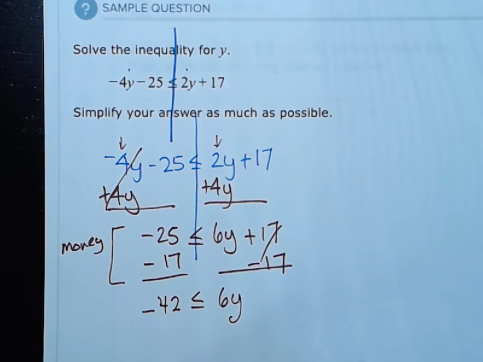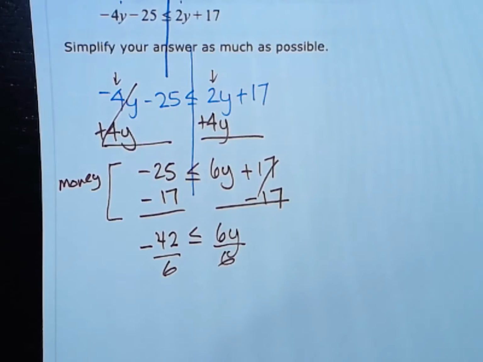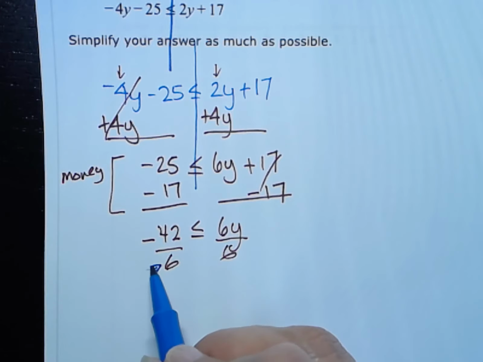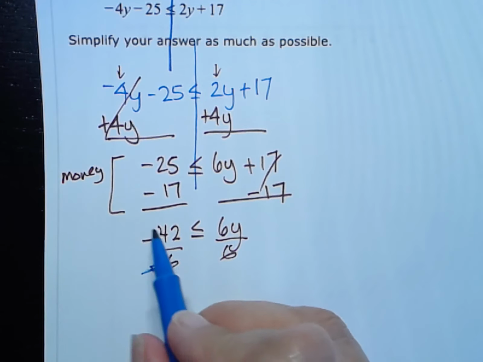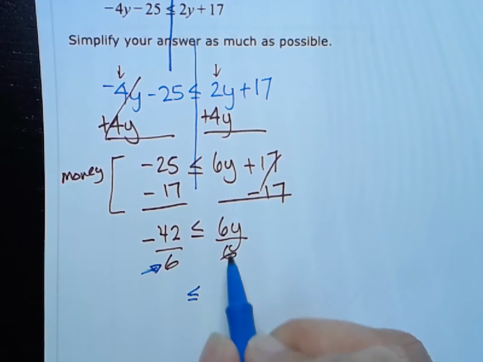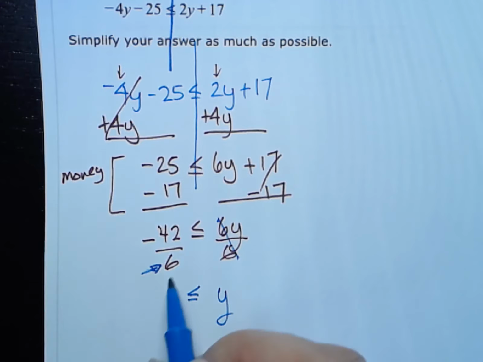And so now to undo the multiplication, we use the inverse operation, which is divide. Now I want you to notice this time, I did not reverse the symbol because I'm dividing by a positive number. See, that's a positive 6. The negative's up here, it was already there. So this symbol is going to remain the same, and the 6's are going to divide out, leaving me with the y, and negative 42 divided by a positive 6 is a negative 7.